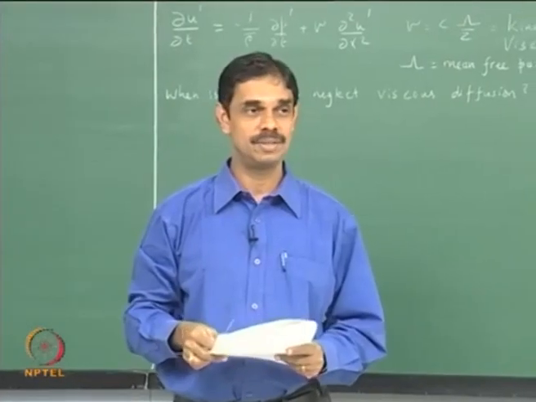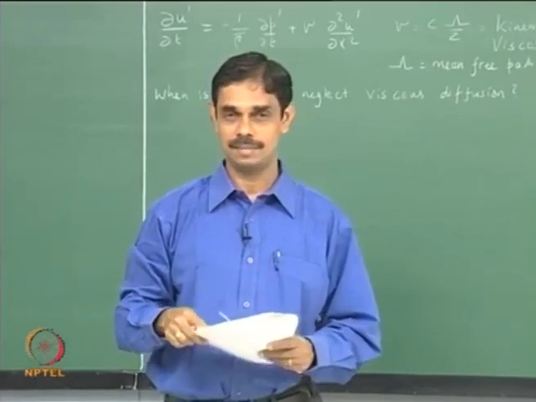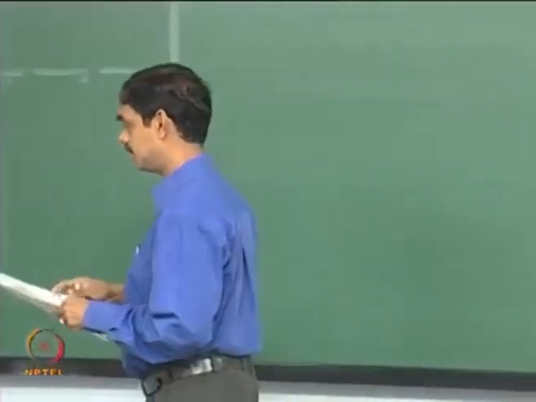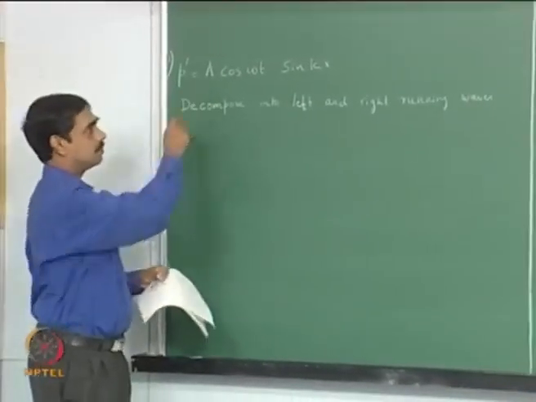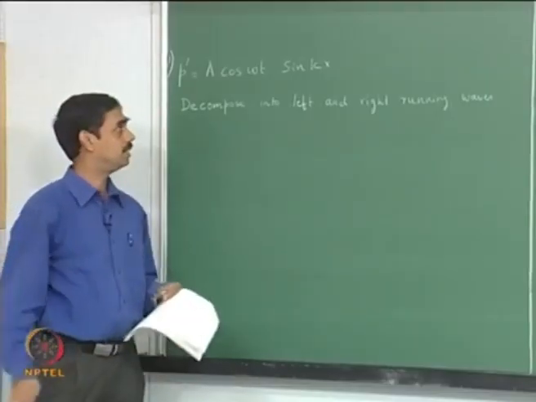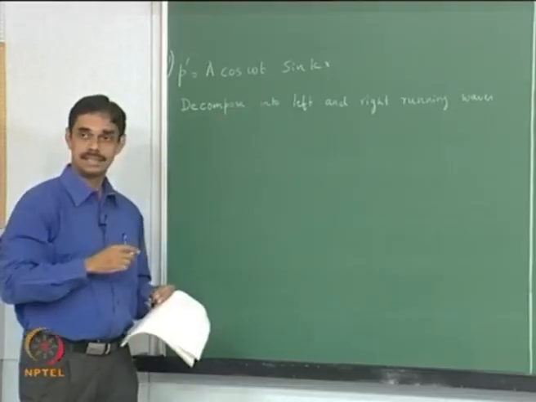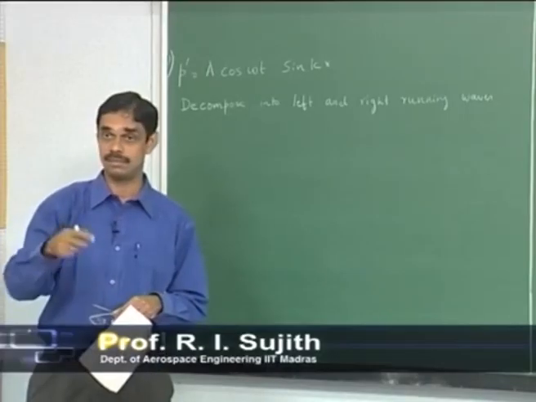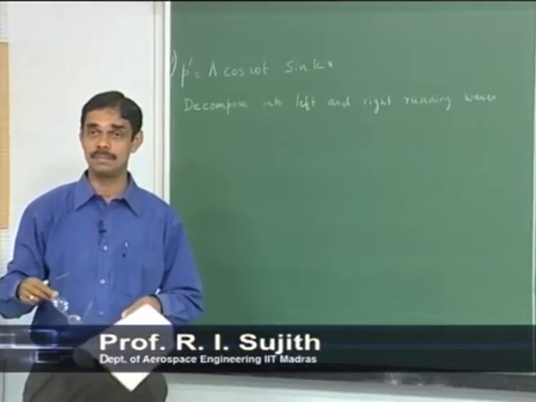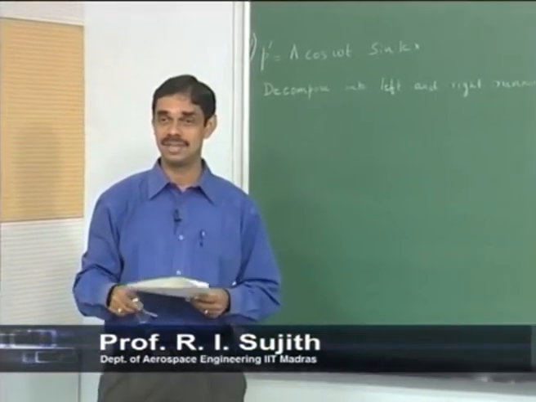Good morning, everybody. Today we'll start with two problems. First, we will work out a really simple problem. Let's say p prime is A cos omega t times sin kx. Can we decompose it into left and right running waves? Work out this exercise. It's very simple. You should be able to do it in about half a minute or so.